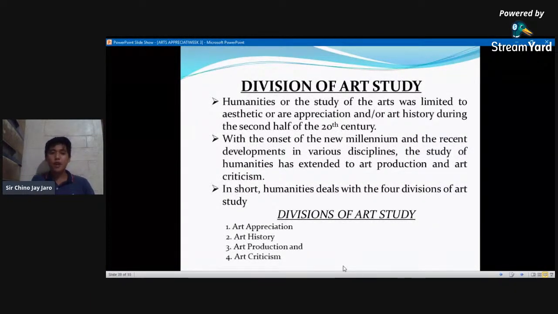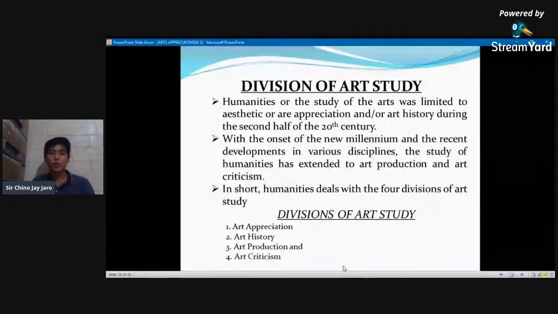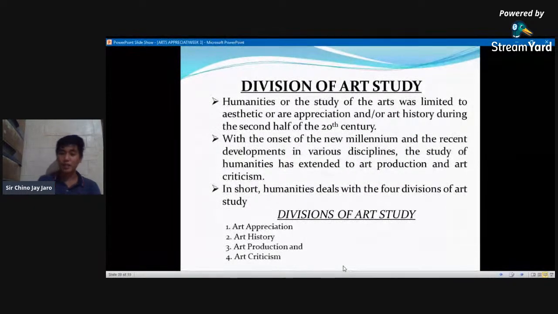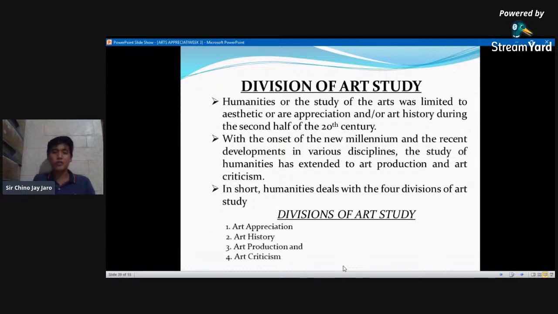Humanities, or the study of the arts, was limited to aesthetic or art appreciation and art history during the second half of the 20th century. With the onset of the new millennium and the recent developments in various disciplines, the study of humanities has extended to art production and art criticism. So before, wala po yung mga art production and art criticism, no? Nagkaroon na niya. In short, humanities deals with the 4 divisions of art study: art appreciation, art history, art production, and art criticism. So yung number 1, yan na mismo yung subject natin na ipapakita natin by means of picture analysis.